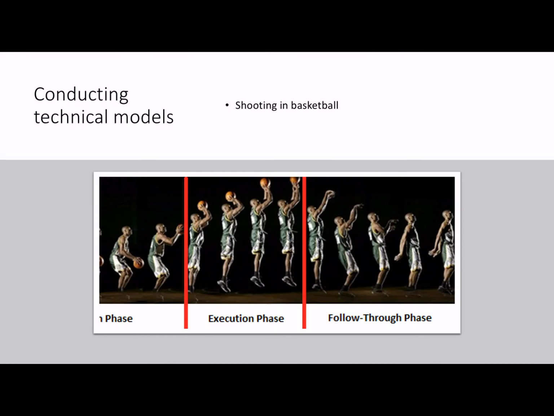Conducting technical models on a basketball shot. A very important part of basketball is shooting. This is what is used to score points and will determine who wins and who loses. This means that it is very important that we complete all steps of the skill to ensure we have the best chance at scoring points.